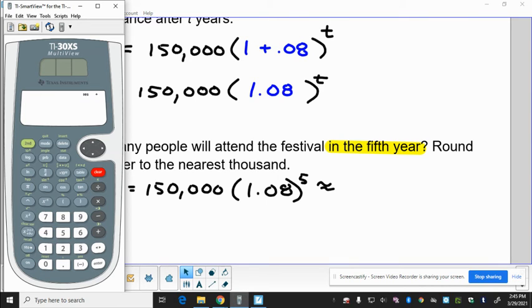So let's do this. You need to know how to use your calculator. There's 150,000, parentheses. Now you could use 1 plus 0.08, that's fine. You need to use the exponent key.